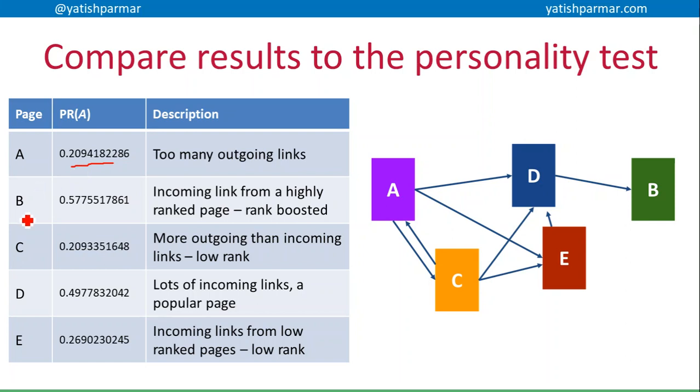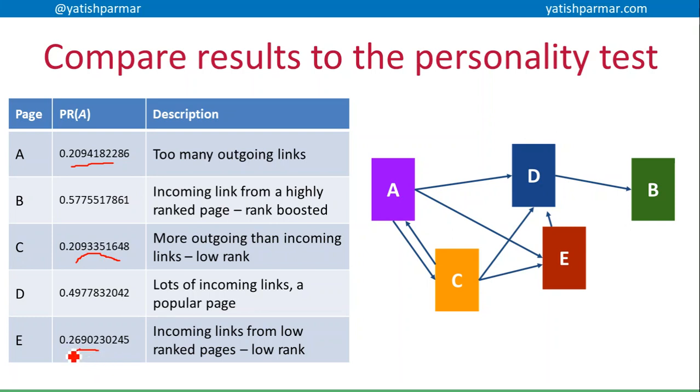and then it just removes them from its ranking system. Okay, so if we look at another page like C, again it has an incoming link, all right, but it has too many outgoing links, so it ends up with a low rank, right? E has links coming in and links going out, but the links that it has coming in are from low rank pages, so therefore E itself ends up with a low rank.